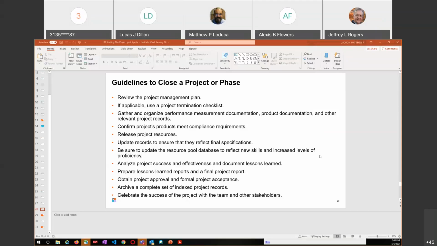And it's nice to have that documented as you go along, as opposed to waiting until the end of the project to do this. So when they're saying gather and organize performance measurement stuff, you probably should have this stuff. You should be collecting this stuff all along the way.